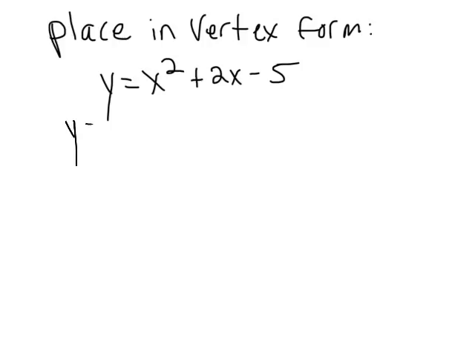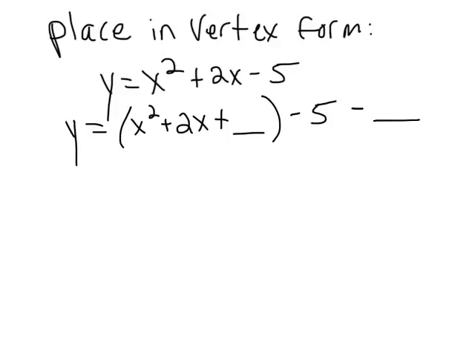So I have y is equal to, I'm going to put this in parentheses, x squared plus 2x plus blank. That's how I space it out, so I know I have to put something in there. Now, whatever I put in here, since I'm on the same side of the equation, I have to subtract away out here. So this is a minus blank. Then I complete the square for this term. So 2 divided by 2 is 1. 1 squared is 1. So 1 goes in both places.